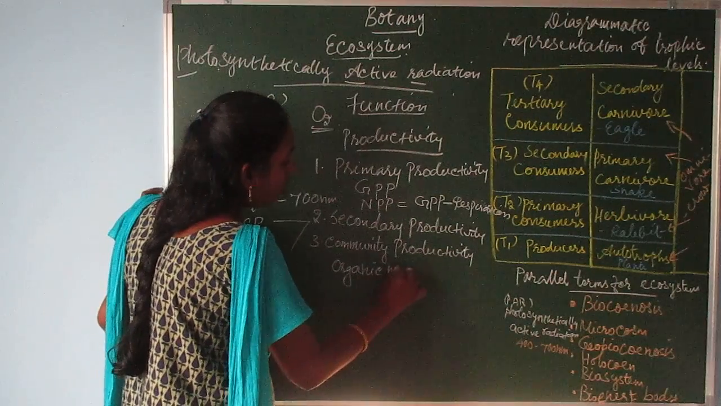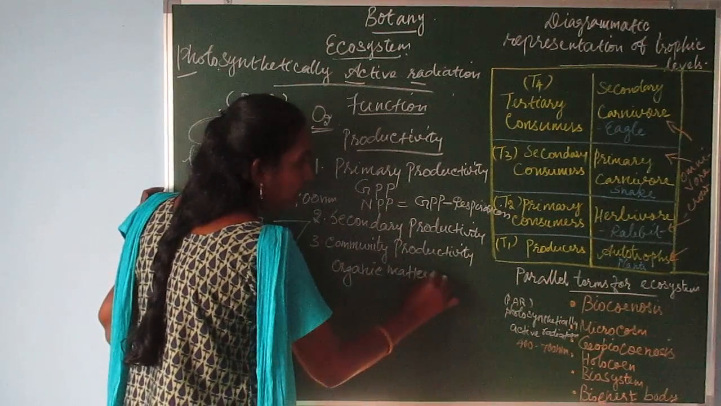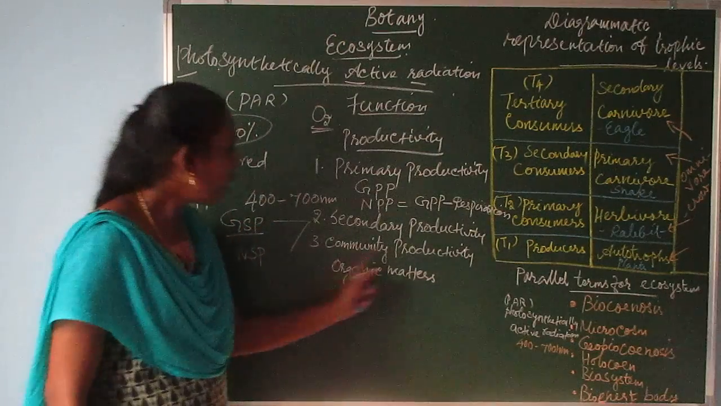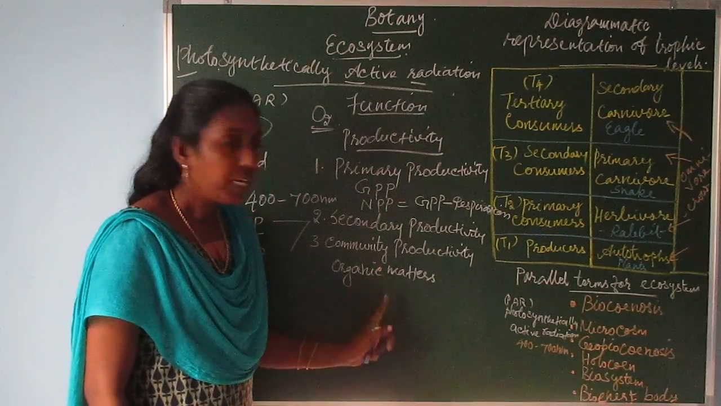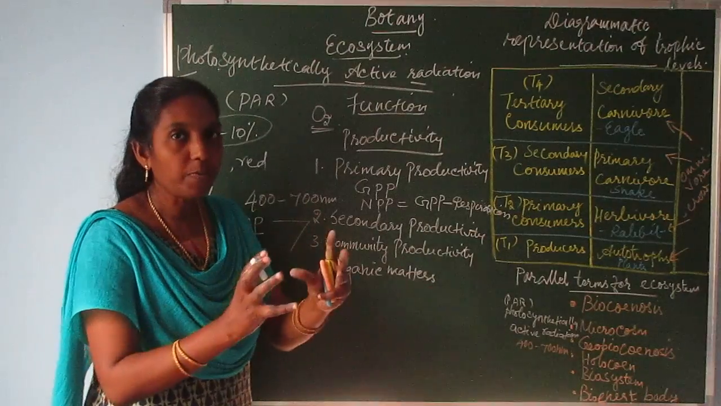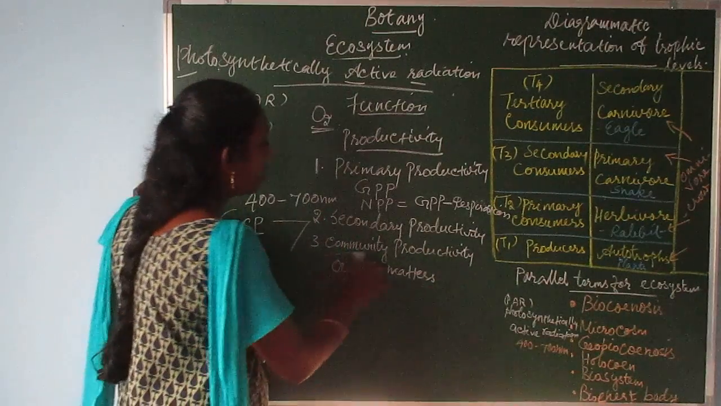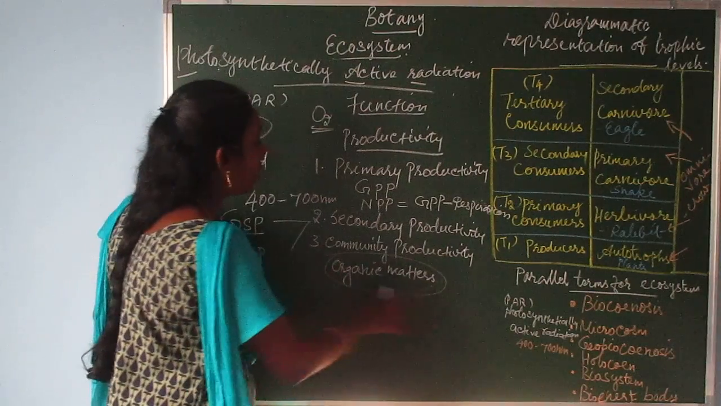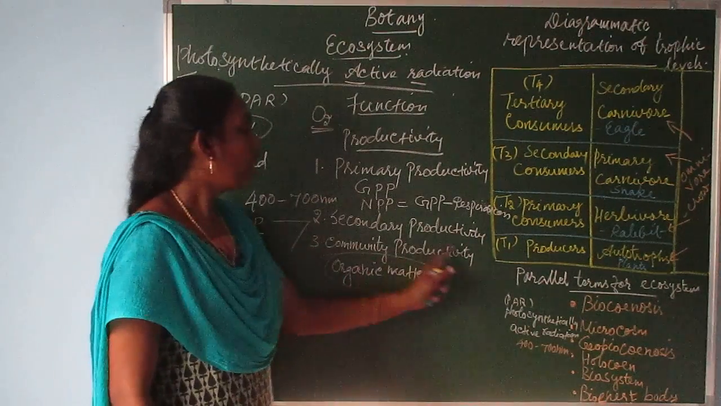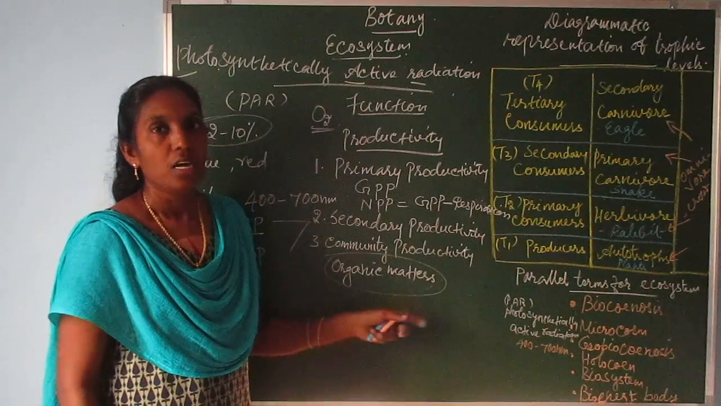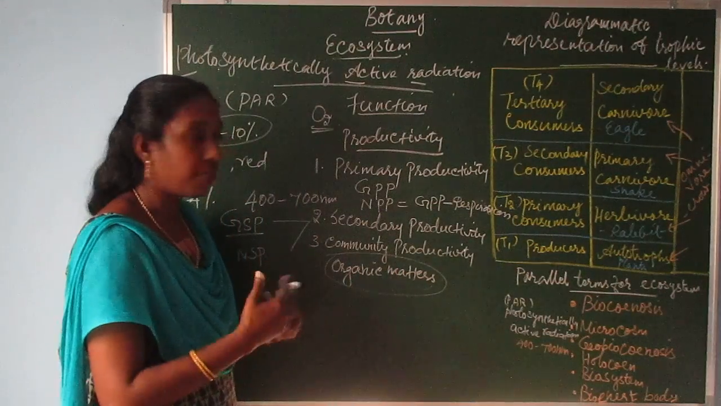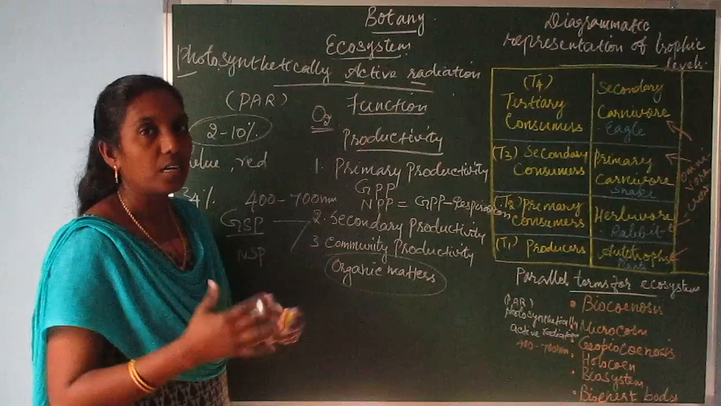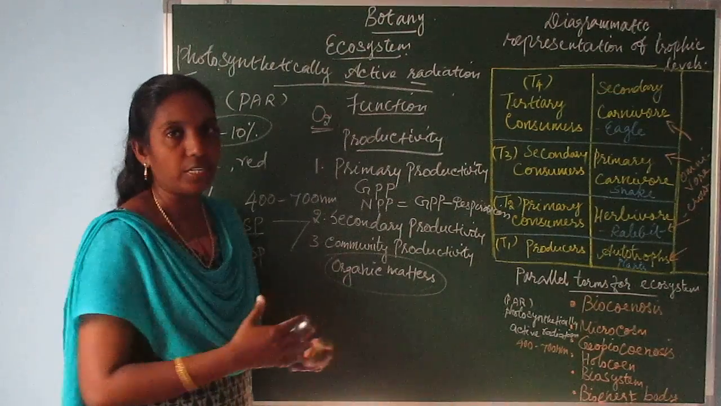Net synthesis of organic matter by a group of plants per unit area. By a group of plants per unit area, there is a production or synthesis of organic matter. This is called community productivity. This community productivity may be affected by different factors. There are a number of factors which affect the production.